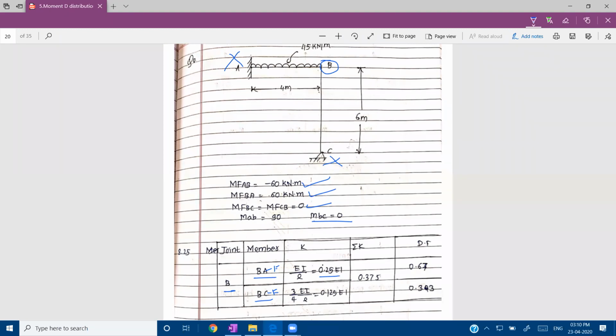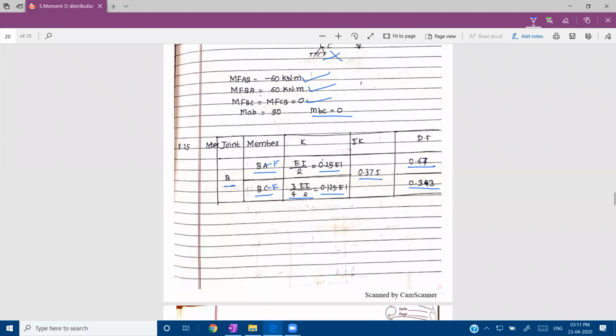Similarly, in case of BC, C is the far support and it is of hinge type. Whenever your far support is either hinge, roller or simple, at that time the value of K is going to be 3/4 of EI by L. So 3 by 4 and EI by L, with L now 6, is going to be 0.125 EI. If you take summation, it is going to be 0.375 EI. Ultimately, distribution factor for BA is 0.25 divided by 0.375, which is 0.67. For BC, 0.125 divided by 0.375 is going to be 0.33. Now if you take summation of DF at joint B, it is 0.67 plus 0.33, which is 1. So that check is satisfied here.